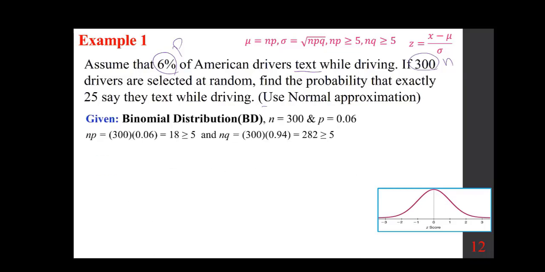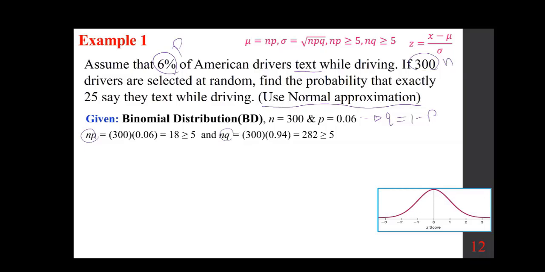Now they're asking us to do normal approximation. To do that, we're going to check the work. So we have to calculate the np and nq. Needless to say, q is 1 minus p, and that's how we arrive at 0.94. Because the product np is 18 and the product nq is 282, both are larger than or equal to 5, so we can use normal approximation.